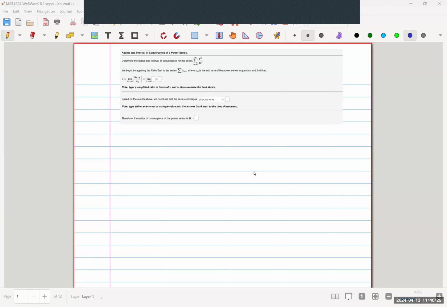And the ratio test states that for a series a sub n, if the limit L, as n approaches infinity, of the absolute value of a sub n plus 1 over a sub n exists, and L is less than 1, the series converges absolutely. If L is greater than 1, the series diverges. And if L is equal to 1, the test is inconclusive.